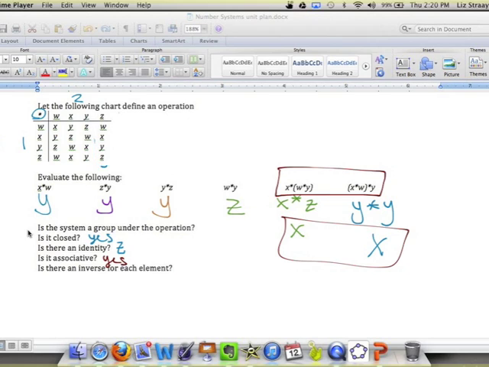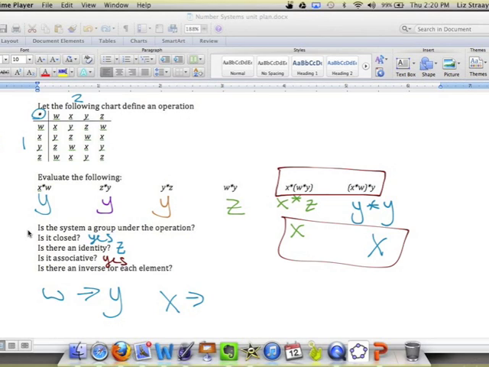An inverse means, is there something that I can apply to each letter to get the identity? So we said our identity is Z. So that means, is there always a way to get a Z? So for W, is there a way that I can get a Z? Yes. For W, what would the inverse be? Y. For X, is there a way to get a Z?